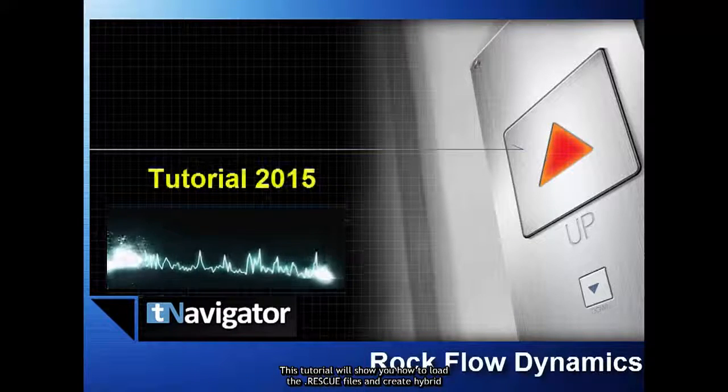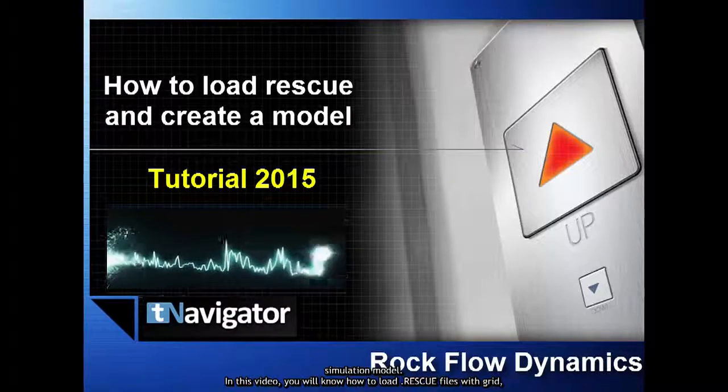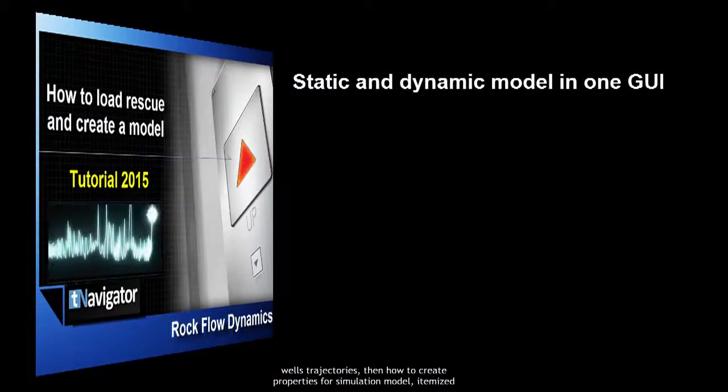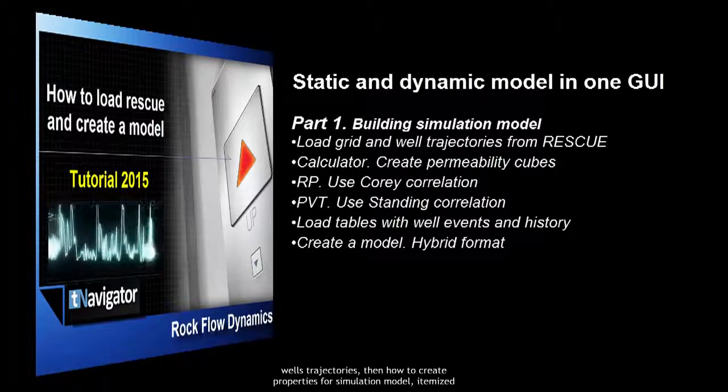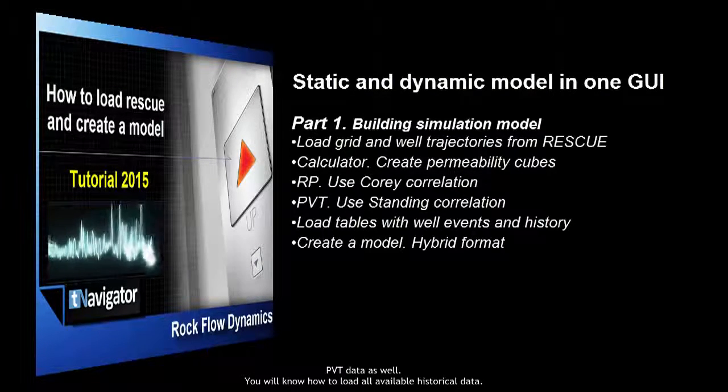This tutorial will show you how to load the rescue files and create a hybrid simulation model. In this video, you will learn how to load rescue files with grid and well trajectories, then how to create properties for the simulation model, initialize the dynamic model, and create relative permeabilities using the Corey correlation, PVT data as well. You will also learn how to load all available historical data.